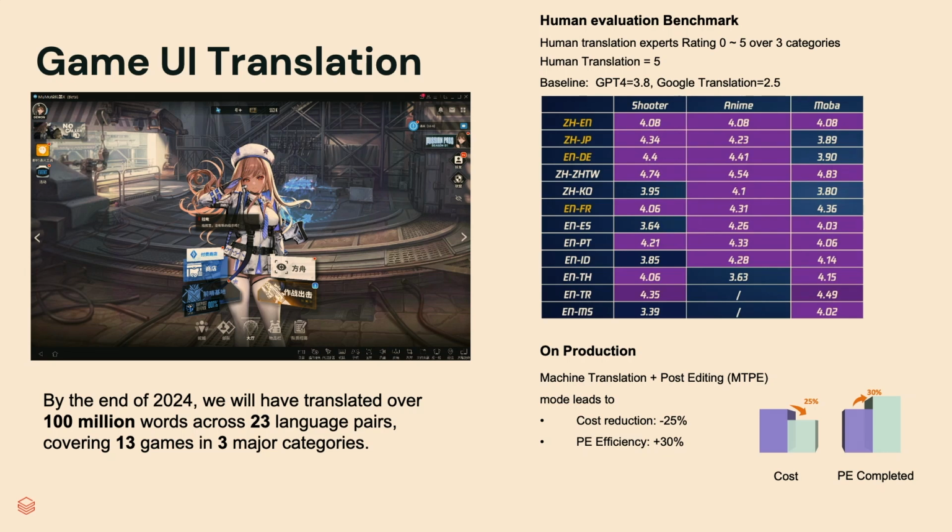And we also asked human experts to evaluate our translation results, compared with GPT-4 and Google Translate. The rating is from 0 to 5, where 5 points stand for human-level translation. Google Translate only gets an average of about 2.5, and GPT-4 gets 3.8 on average. Our translation for most of the language pairs is about 4 points. We also calculated the cost, and compared to traditional human translation services, the cost is reduced by 25%.